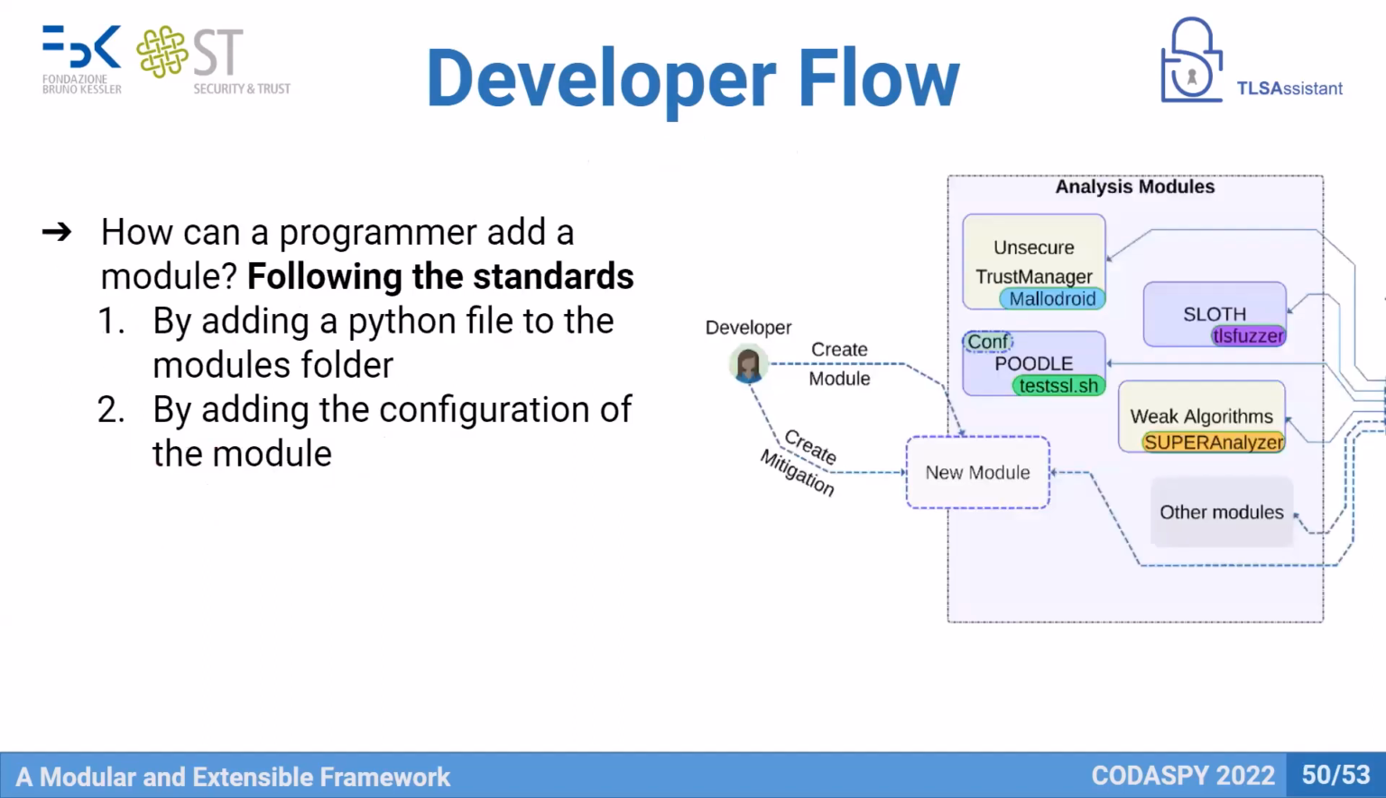So to answer the remaining question, a developer must follow the standards and put a Python file of the module in the modules folder and just add the configuration file. It's as simple as this. Someone can add another scan for another vulnerability, such as ALPACA, that was recently discovered.